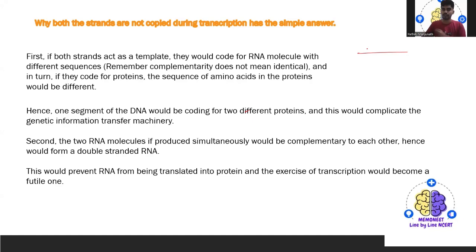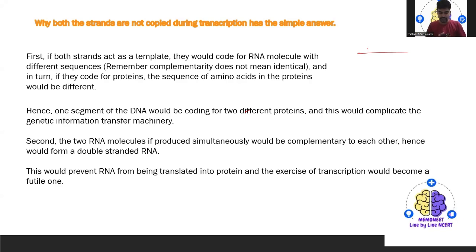So my major point, or motto, is that from the DNA we are synthesizing the RNA, and the RNA is going to code for the protein. If unknowingly the DNA coded for two different proteins, and the RNAs are complementary to each other, they are going to form double-stranded RNA. So if they form double-stranded RNA, what happens? The protein synthesis will be prevented. It would prevent RNA from being translated into proteins. So if there is no translation, what happens?